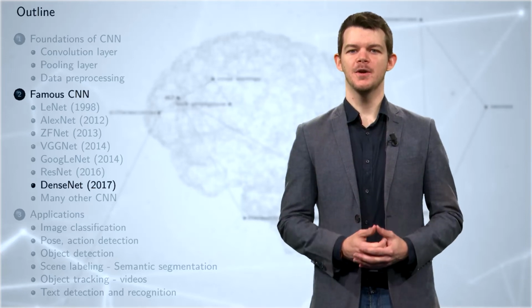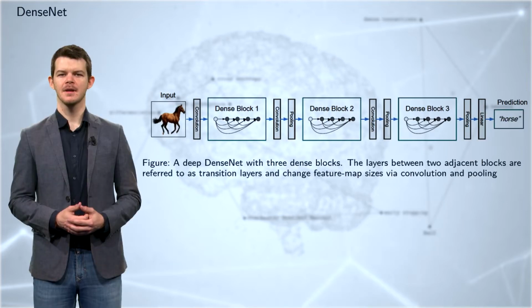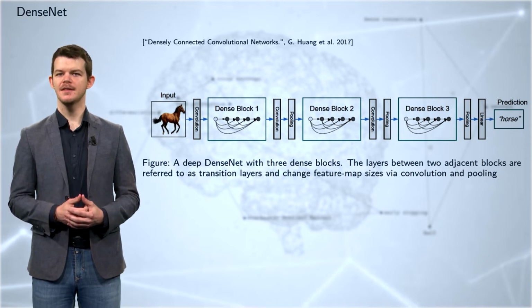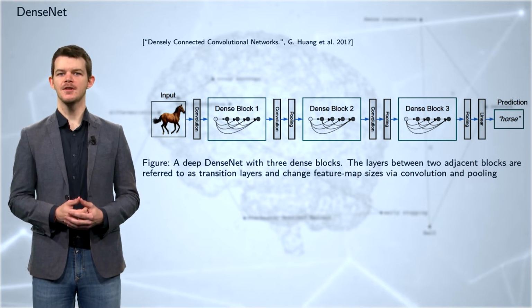The last CNN we're going to see is DenseNet, designed in 2017. As its name indicates, DenseNet is composed of dense blocks. Here is a research paper and a scheme of DenseNet with 3 dense blocks. Between 2 adjacent blocks, you can find what is called a transition layer.